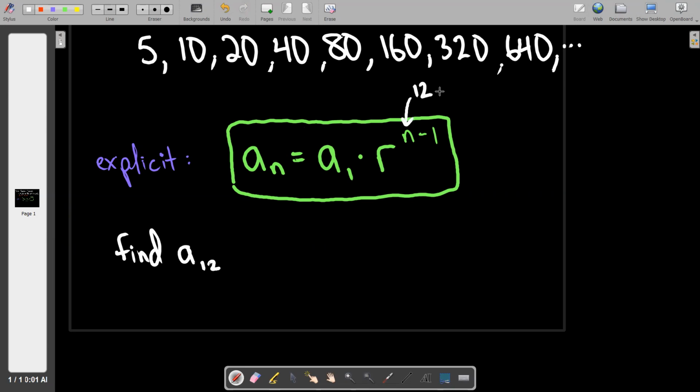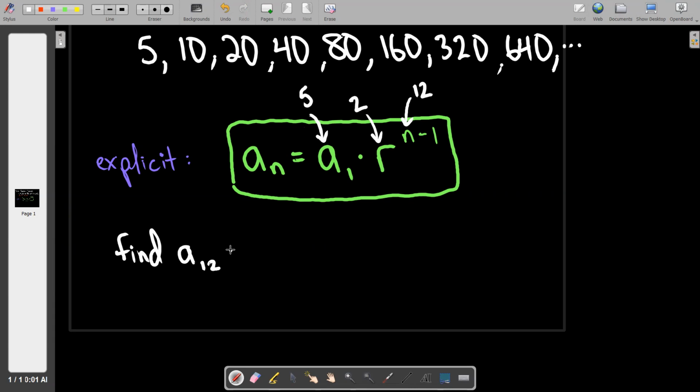We will replace r with what? Yes, in this case 2, because the common ratio is times 2. And then what will we replace a sub 1 with? Which is 5. Good job, guys. So all the letters when we use an explicit formula can become numbers.